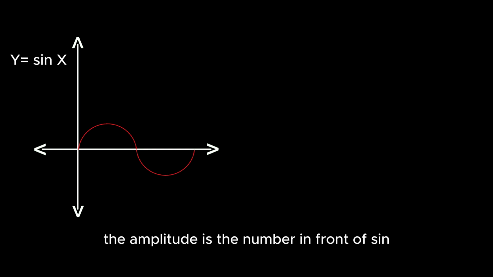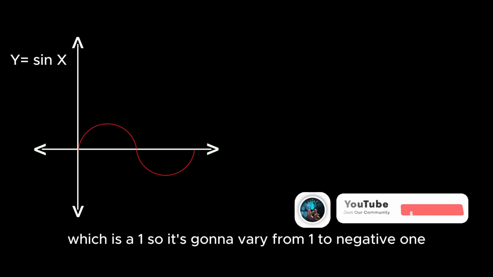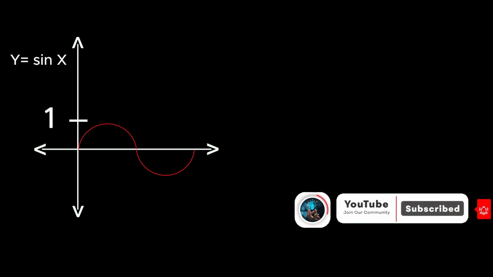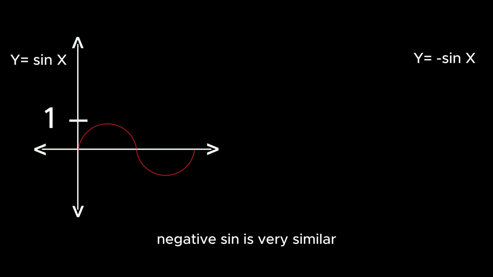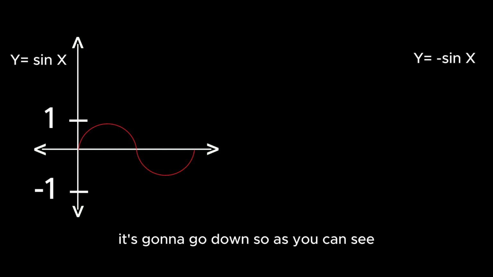The amplitude is the number in front of sine, which is a 1. So it's going to vary from 1 to -1. Negative sine is very similar. However, it's going to start from the origin, but instead of going up, it's going to go down. So as you can see, it reflects over the x-axis.